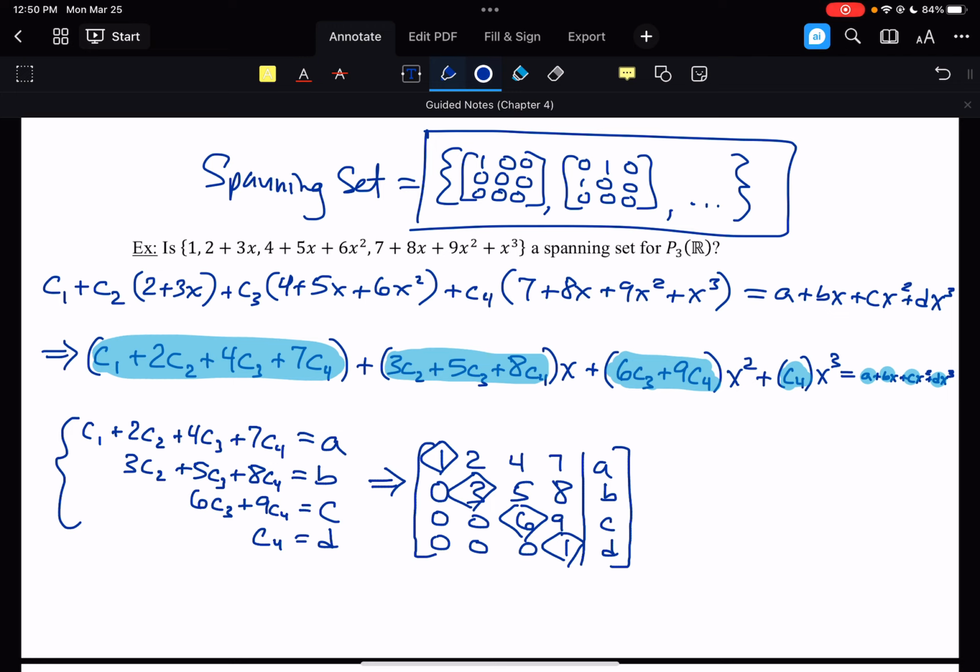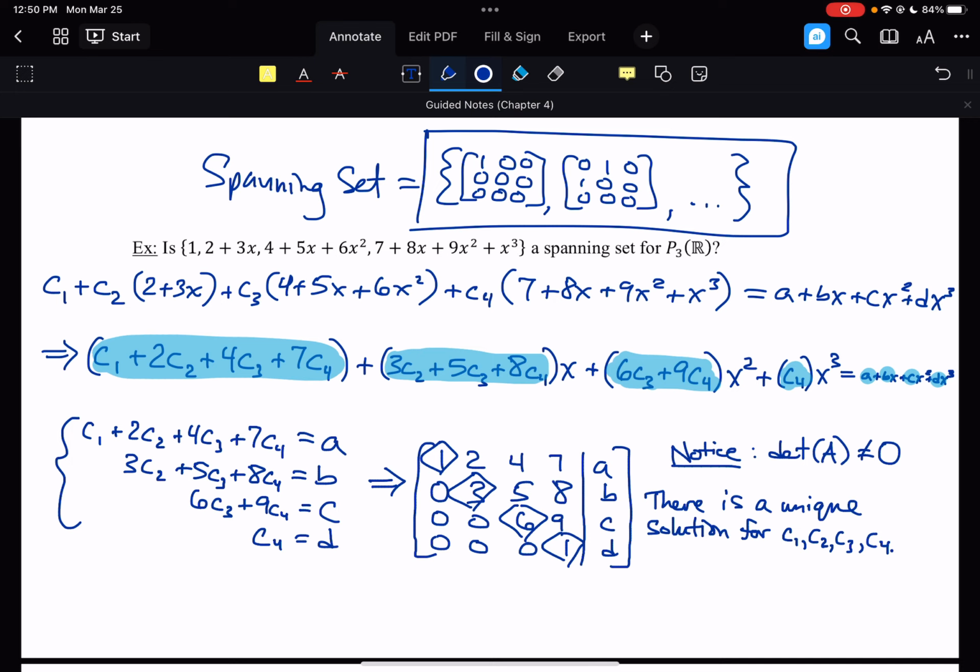You can also look at it using the determinant. So notice the determinant of this matrix is not 0. In fact, it's actually 18. But this tells us there is a unique solution for C1, C2, C3, and C4.